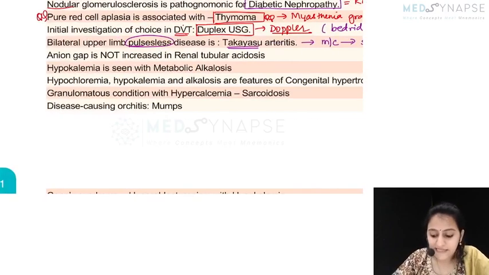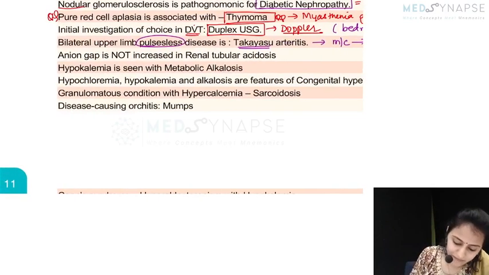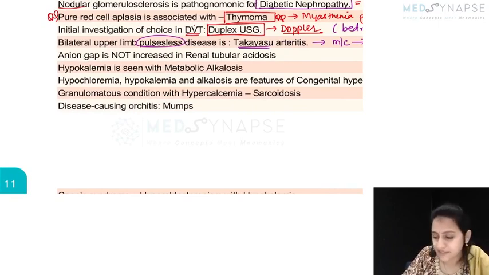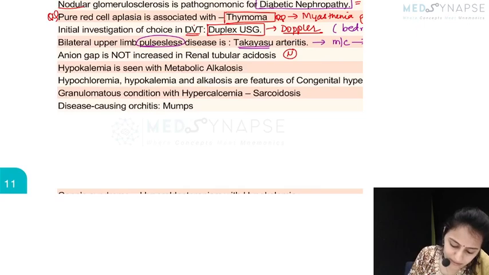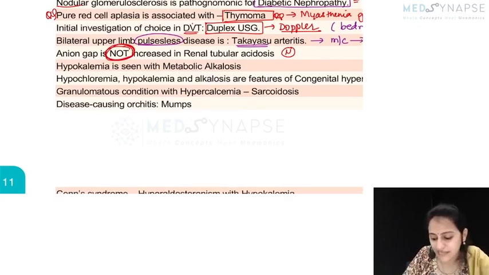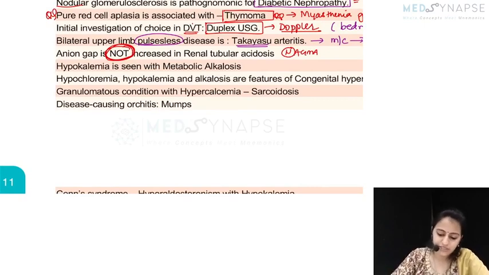Anion gap, is it increased or is it normal in RTA? In RTA, the anion gap is normal. Remember, it is not increased. NAGMA is diarrhea, renal diarrhea, GIT diarrhea.